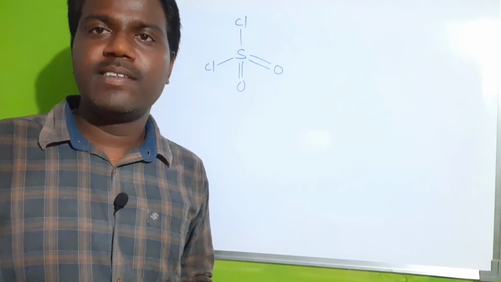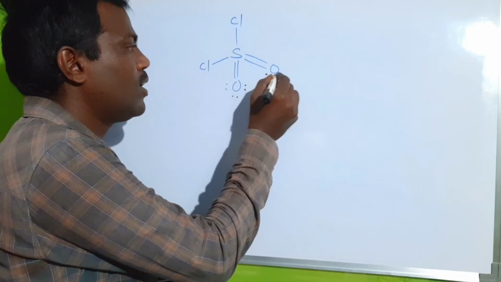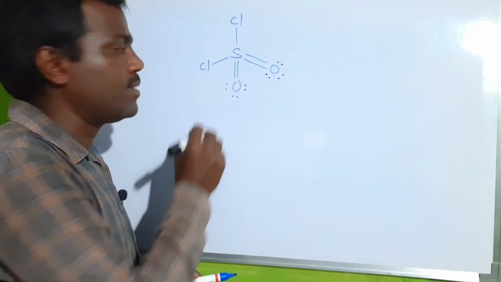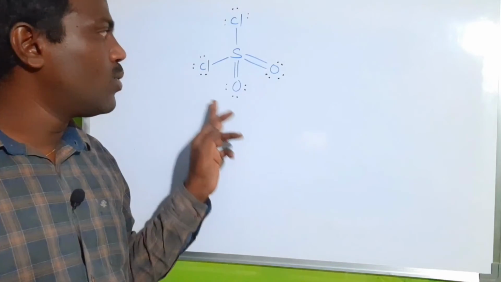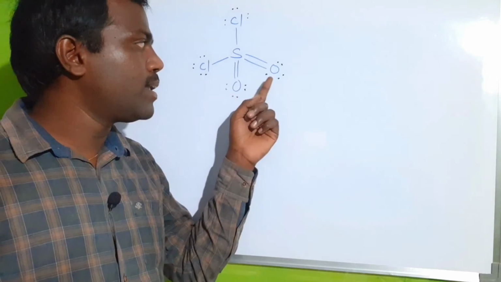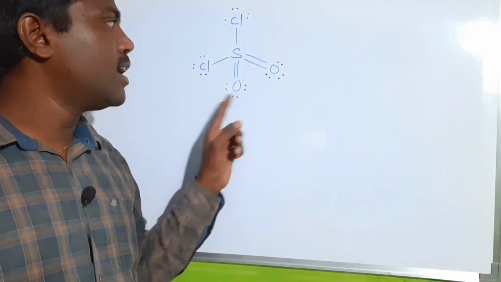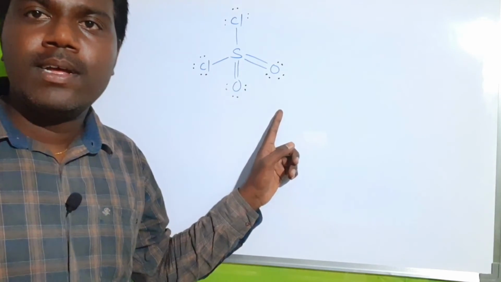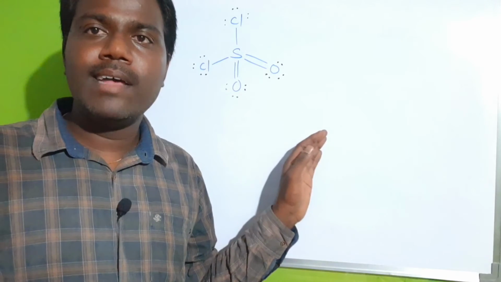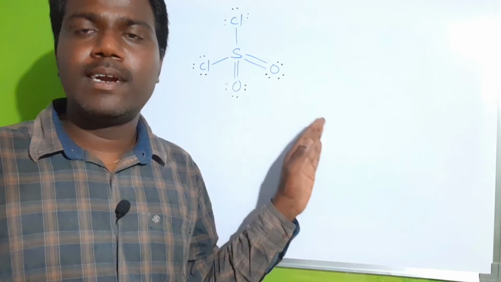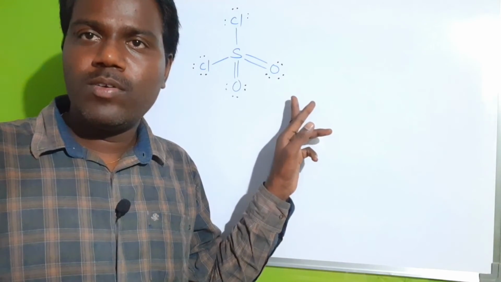Let us see the second statement. You know that every oxygen contains 3 lone pairs, and every chlorine atom contains 3 lone pairs. Due to lone pair-bond pair repulsions in the SO2Cl2 molecule, instead of regular tetrahedral geometry, it has distorted tetrahedral geometry. They gave regular tetrahedral geometry, so this statement is also wrong.